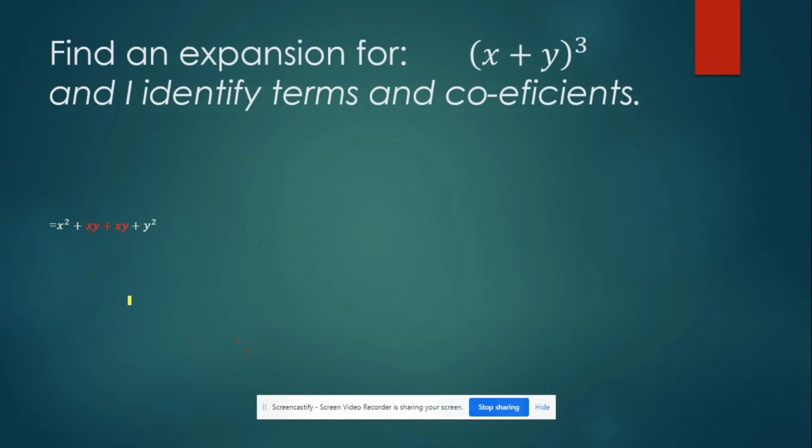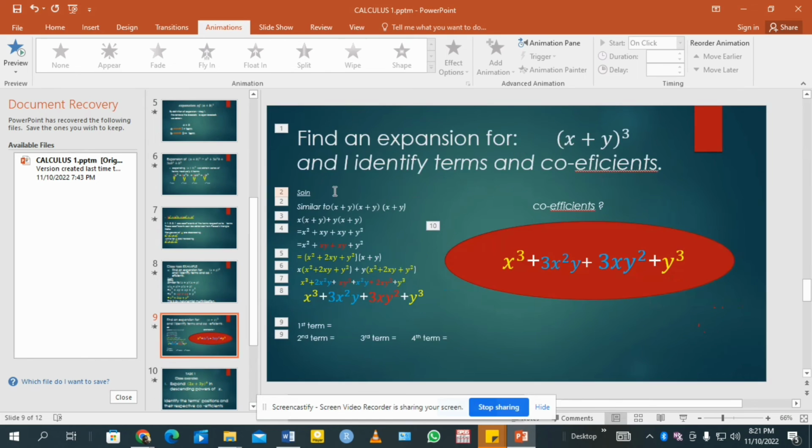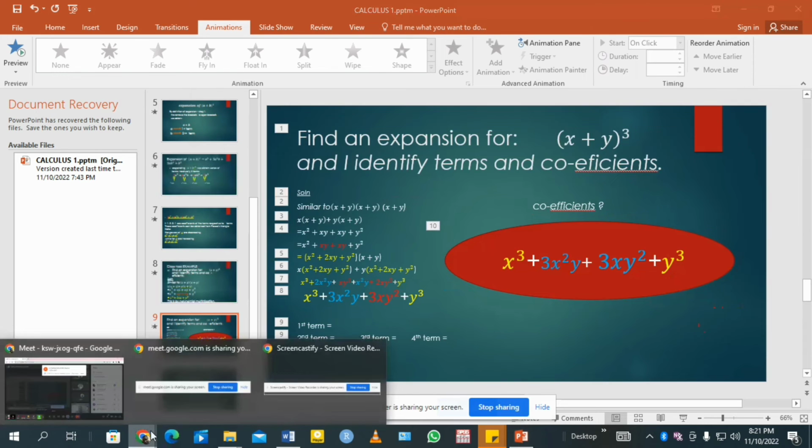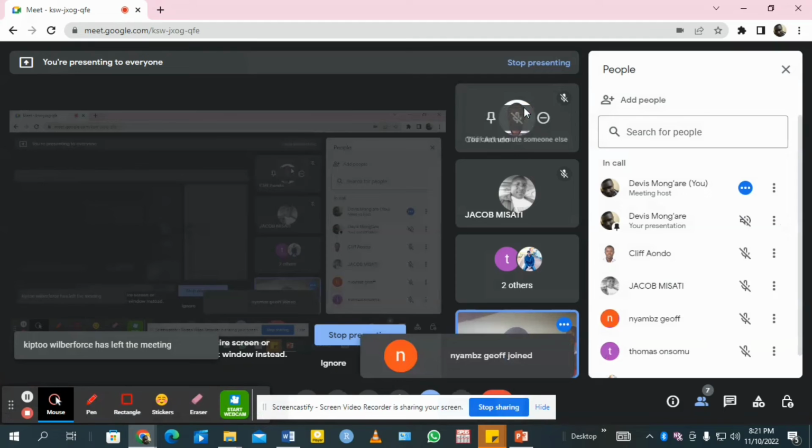We can be adding our friends who have joined us. Some of our friends are joining us, so you can allow us to admit them.